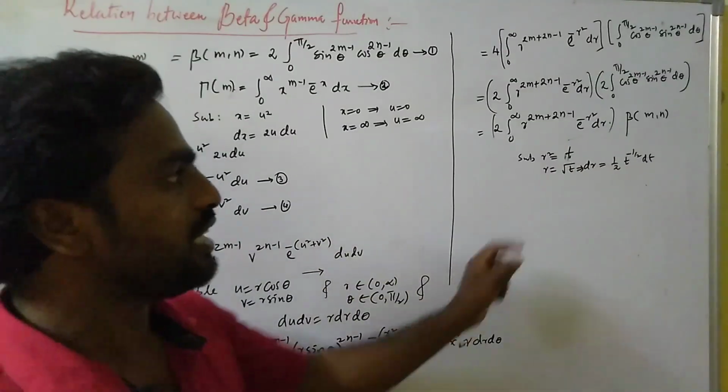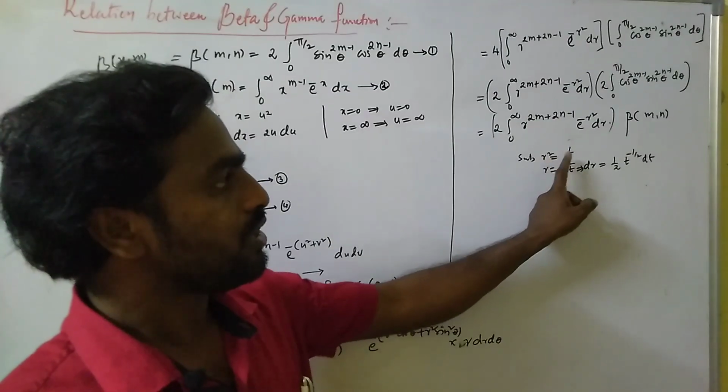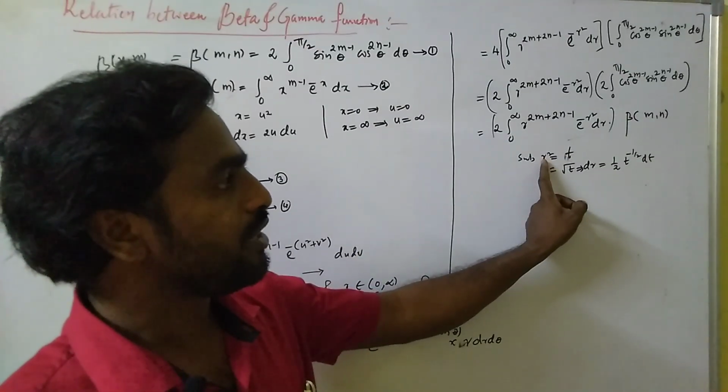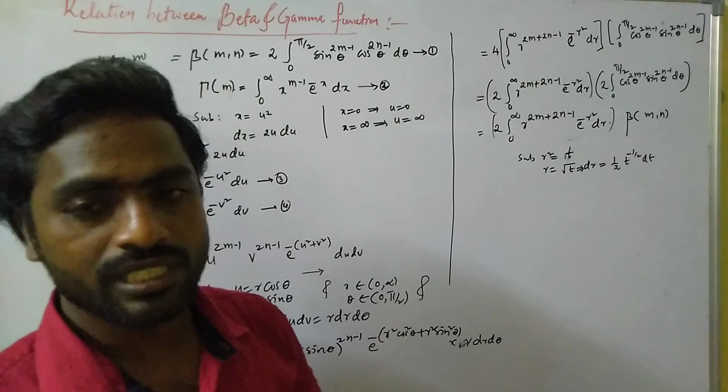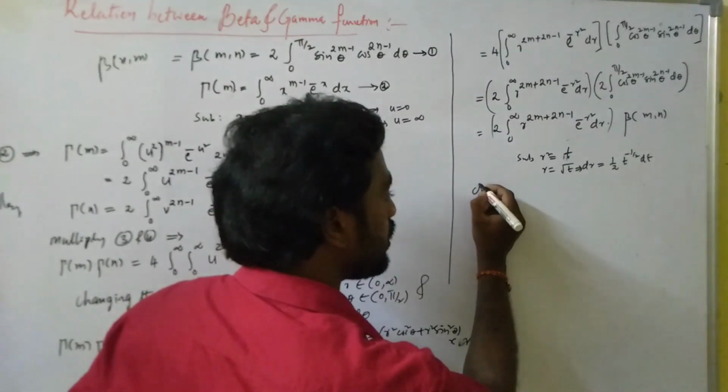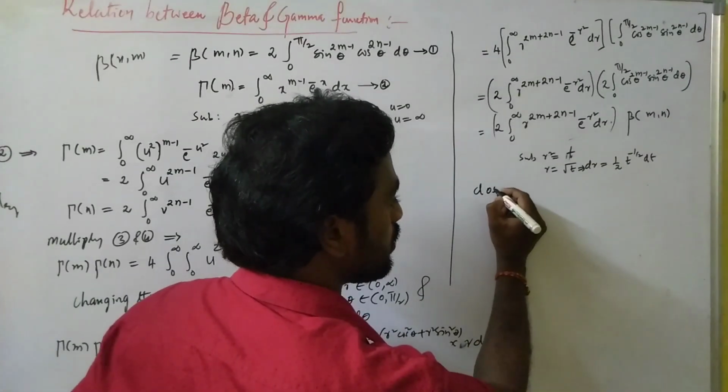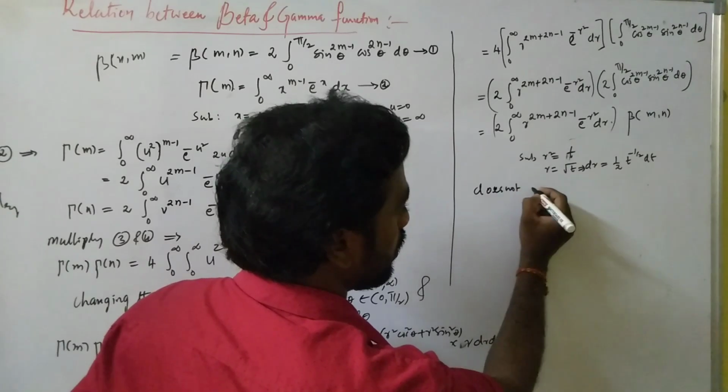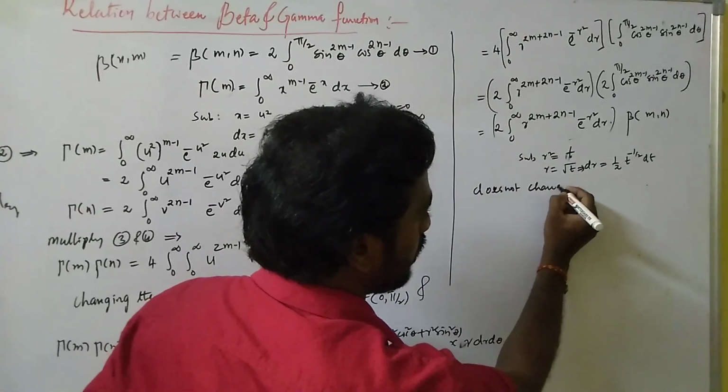The limits do not change. If r equals 0, t will be 0. If r equals infinity, t will be infinity. The limits do not change.